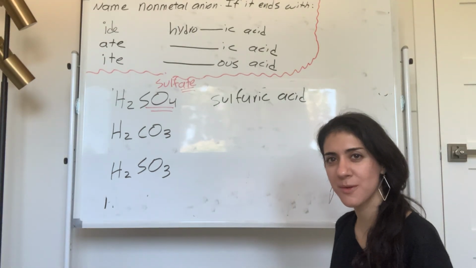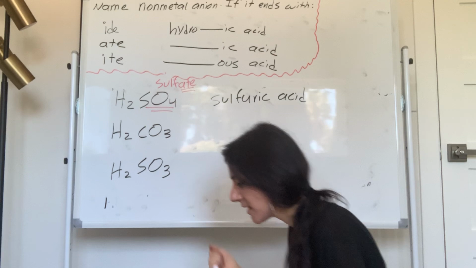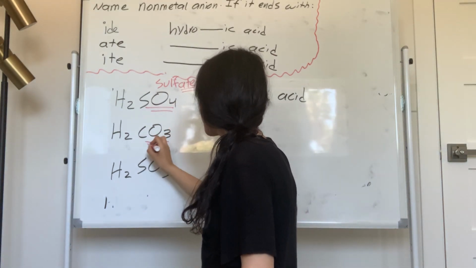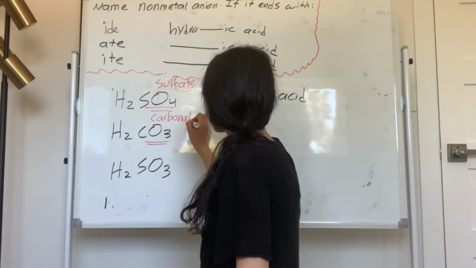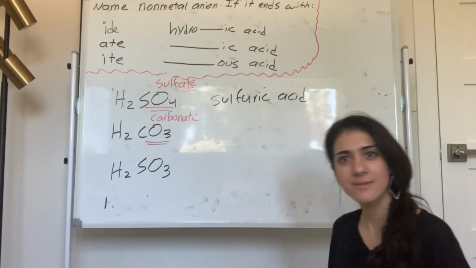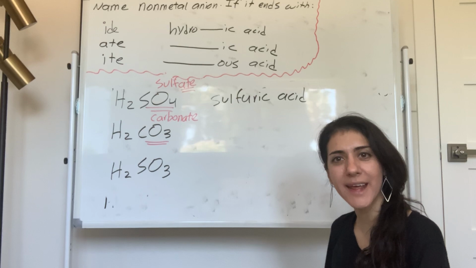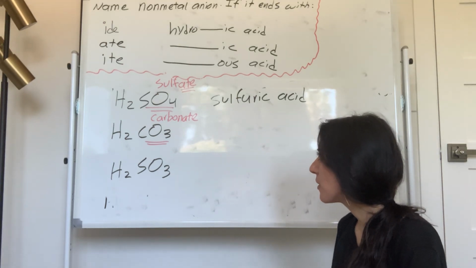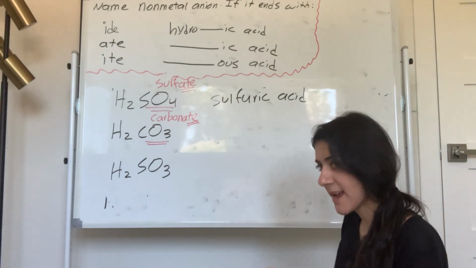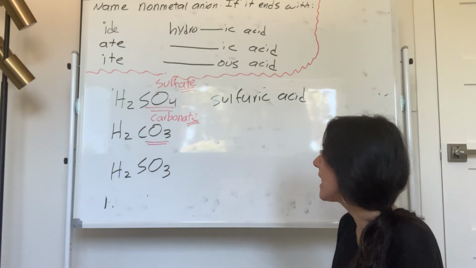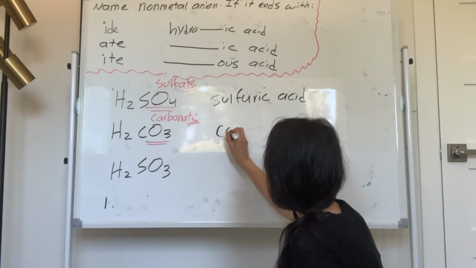CO3. What is CO3? CO3 is a polyatomic ion, carbonate. Carbonate. Okay? So carbonate ends with what? It ends with ate. So if I end with ate, what am I? Carbonic acid.